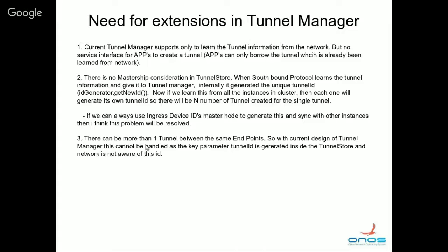So instead of distributing to all the nodes to generate the ID, you can have the mastership node. And one more point which I saw is that there can be more than one tunnel between the same endpoints. The current design does not consider this; I can have two tunnels between A and B. But when I create A to B again, it goes as an update. So there is no mechanism in the provider service interface to tell whether it's really a new tunnel or an update to an existing tunnel, because the tunnel ID is generated inside the tunnel store. So this also needs to be extended.